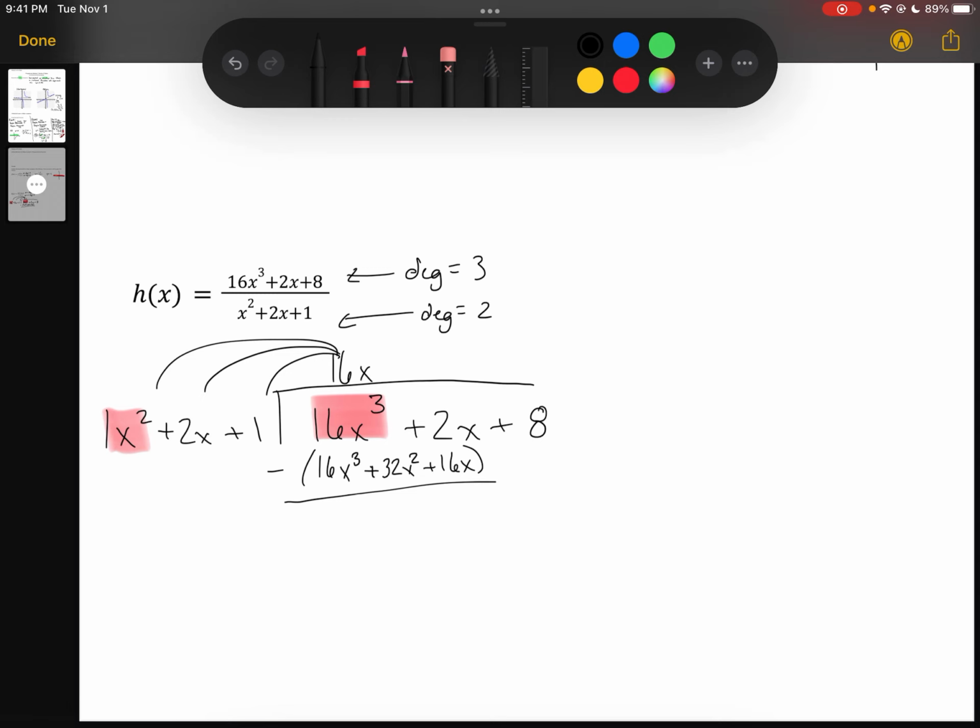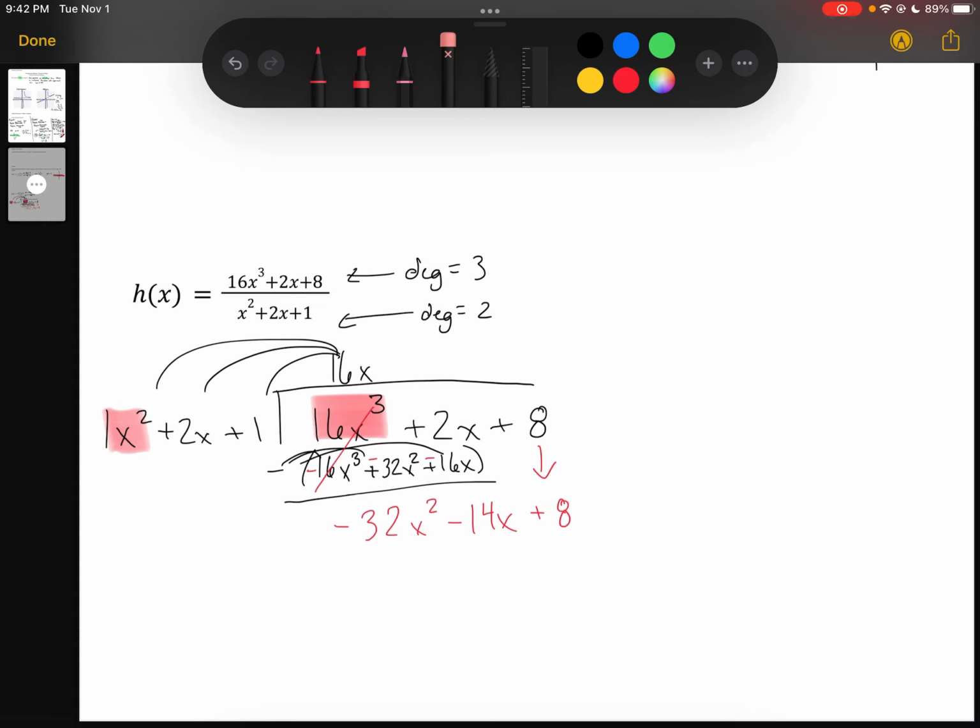Once we get to this, we are going to subtract each of these terms from what we have. Subtracting here means distributing in that negative to all of these, and we'll end up with minus 16, minus 32, minus 16. So our first term, 16x to the third minus 16x to the third, cancels. That minus 32x squared comes directly down, and then minus 16 and positive 2 leaves us with minus 14x. And then we can bring down our positive 8.